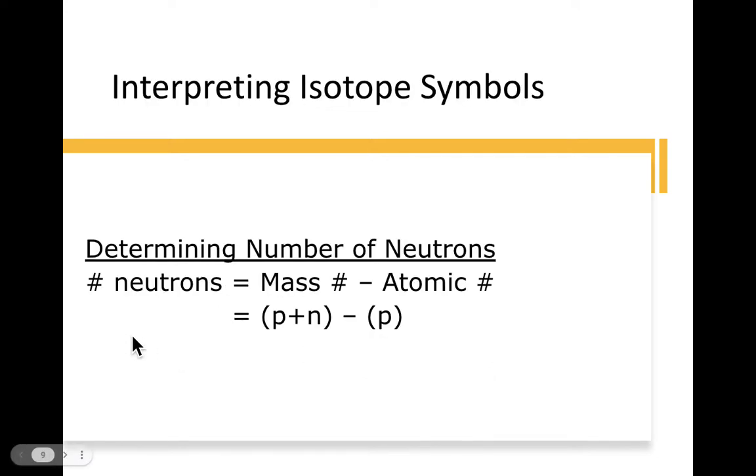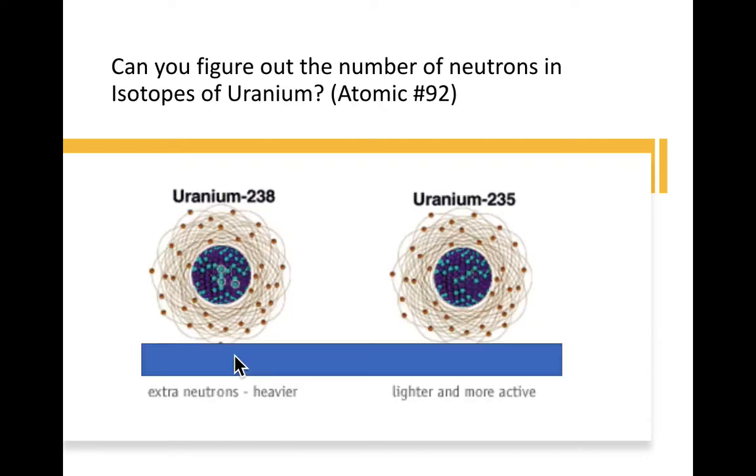Now, isotope symbols can be very useful because the number of neutrons is going to equal the mass number minus the atomic number. Remember, the definition of the mass number is protons plus neutrons. The definition of the atomic number is protons. So protons plus neutrons minus protons gives you neutrons.